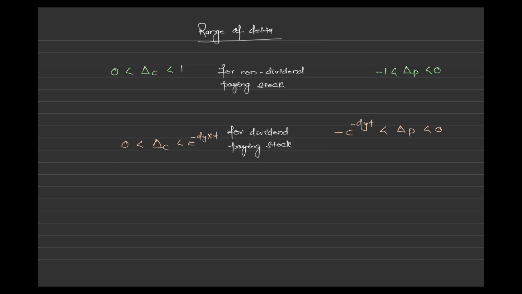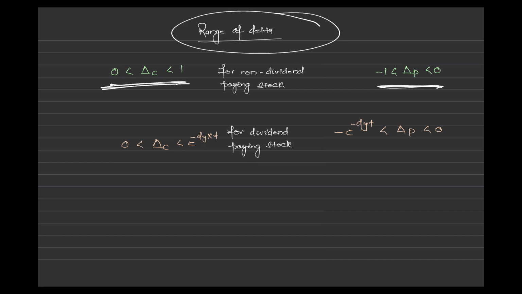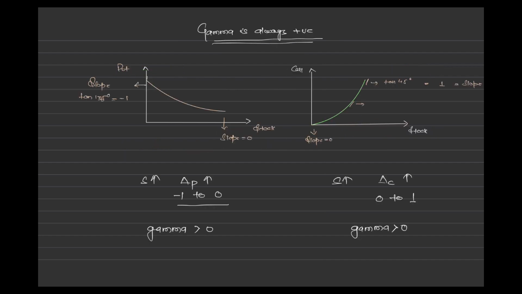Now, the range of delta. We discussed that the range of delta for a non-dividend paying stock is between 0 to 1 for a call, and between minus 1 to 0 for a put. But if it is a dividend paying stock, it will change from 0 to e to the power minus dividend yield into time, and for a put it changes from minus e to the power minus dividend yield into time till 0. You have to remember this.